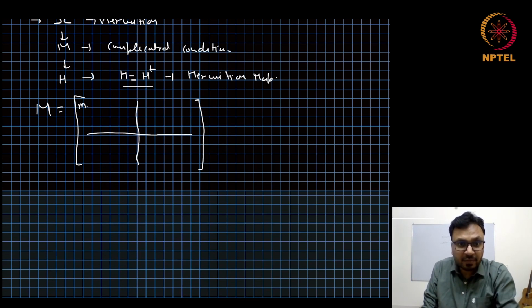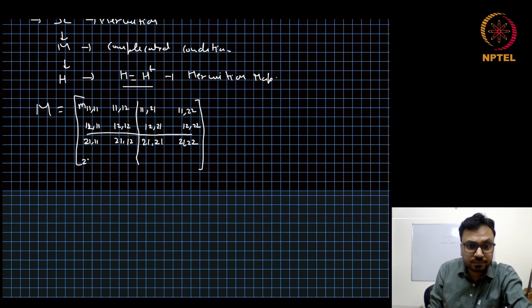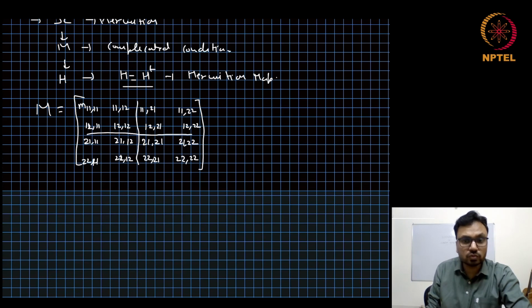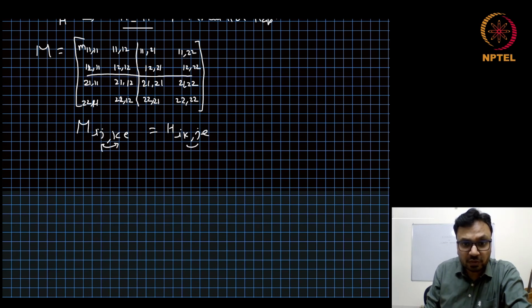So the elements will be M_1111, M_1112, M_1121, M_1122, M_1211, M_1212, M_1221, M_1222, M_2111, M_2112, M_2121, M_2122, M_2211, M_2212, M_2221, M_2222. These are the 16 elements, and we have two interchanges. You see the relation that M_IJKL is the same as H_IKJL. So we have to interchange the middle two indices.